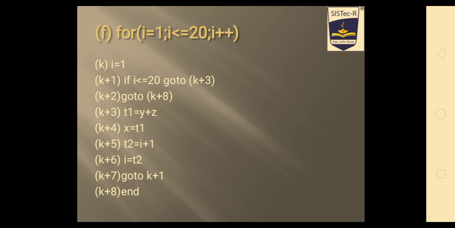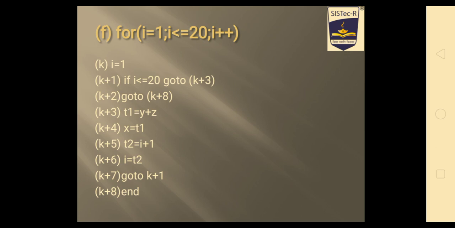Next is T1 equals y plus z. Y plus z for the three-address code. If the condition is satisfied, if I less than or equal to 20, then you have to write the three-address code for x equals y plus z. So T1 equals y plus z. Next, x equals T1. This is the three-address code for x equals y plus z.